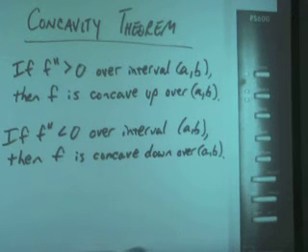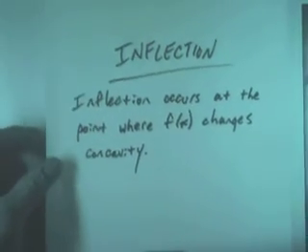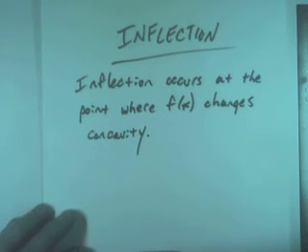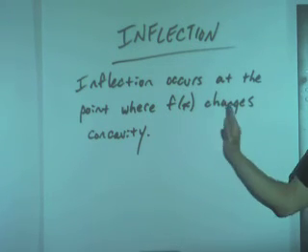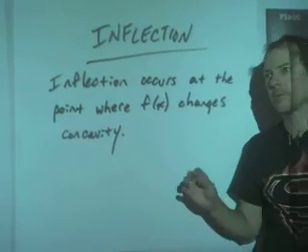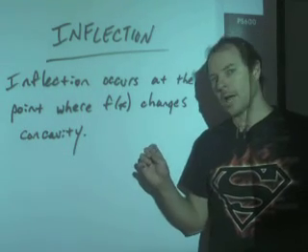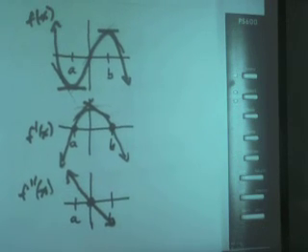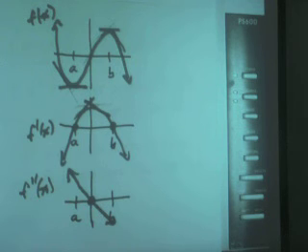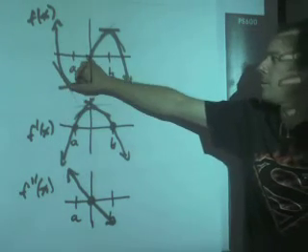We will also mention before we close the definition of inflection. Inflection occurs at the point where a function changes concavity. So it's a point on the graph, we call it an inflection point, where the graph changes from one type of concavity to another. So in the illustration that we just got through using, let's look at f of x and see if we can identify the point of inflection. The point of inflection on f of x is where it changes from concave up to concave down.